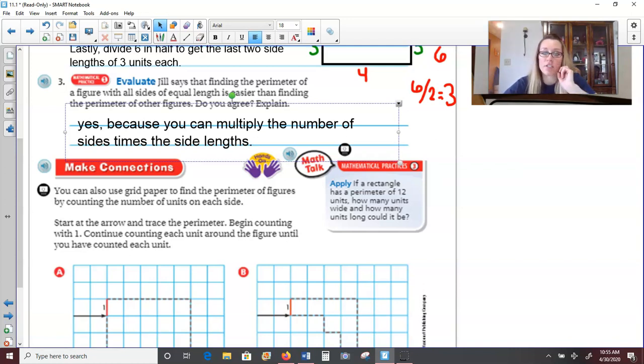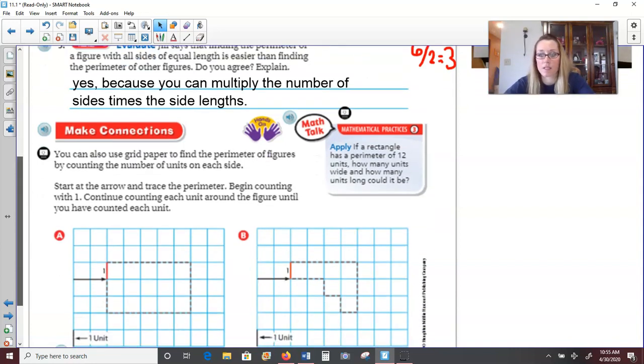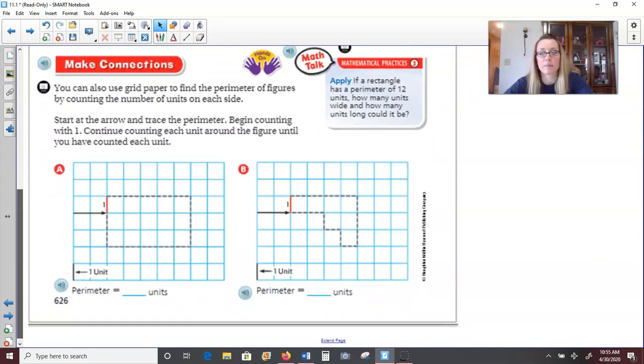So whenever a shape has all equal sides, let's say it was a square and each side was 4 inches, then we could just multiply 4 times 4 instead of adding 4 plus 4 plus 4 plus 4. So that's kind of an opinion question, but I think it is easier when all of the sides are the same. All right, down below, making connections.